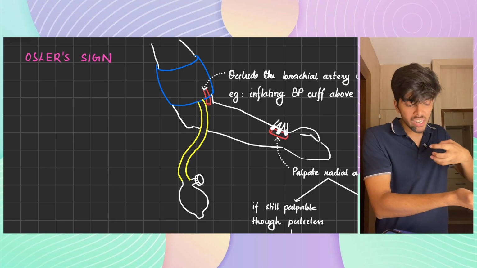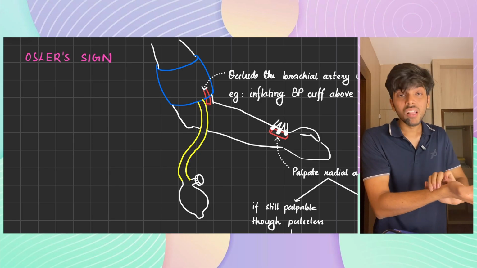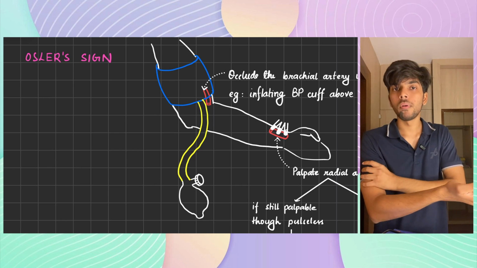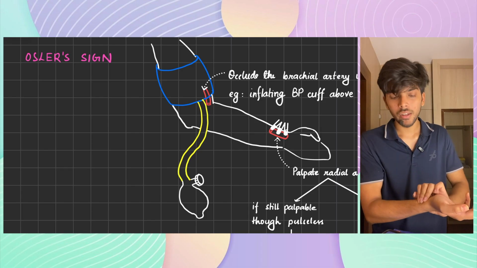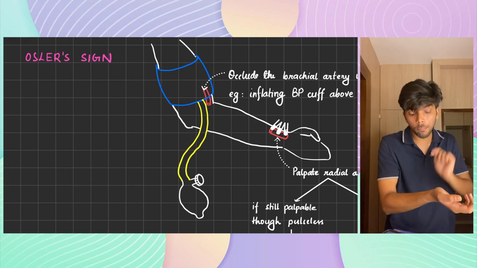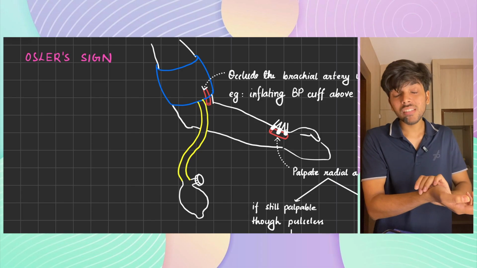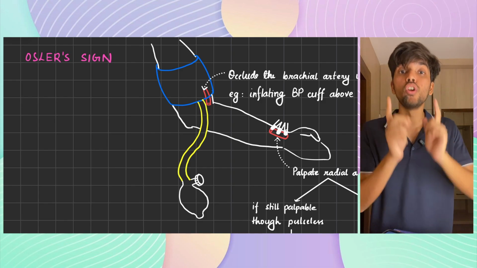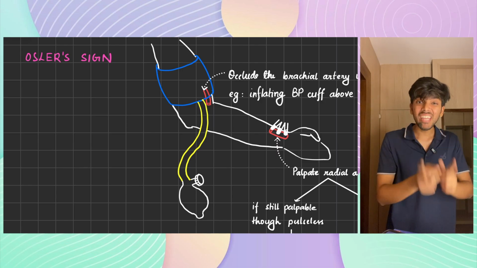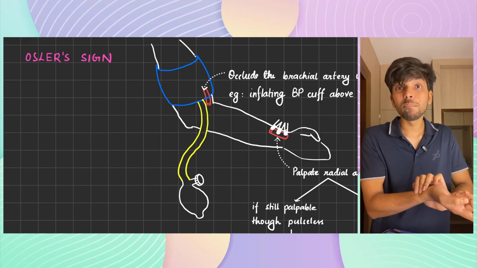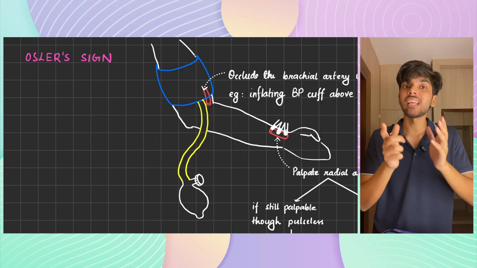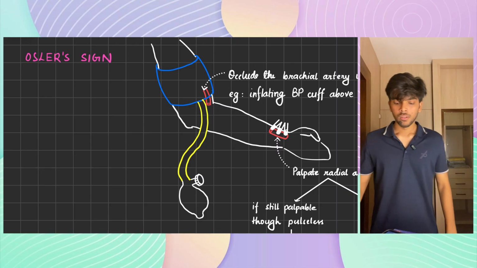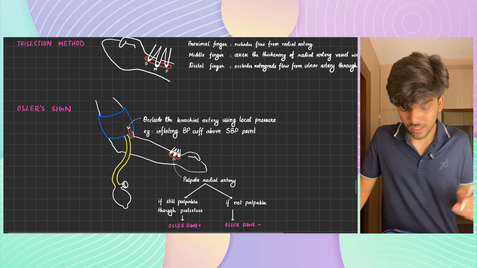You keep on inflating the BP cuff till the pulse is not felt. So now, above the level of systolic blood pressure, the pulse is not felt. At this moment, if the vessel wall is also not felt, that is Osler's sign negative, and that is normal. But if the vessel wall is felt even though it is pulseless, that is Osler's sign positive. That means the vessel wall is thickened. Understood? Okay, this is Osler's sign.